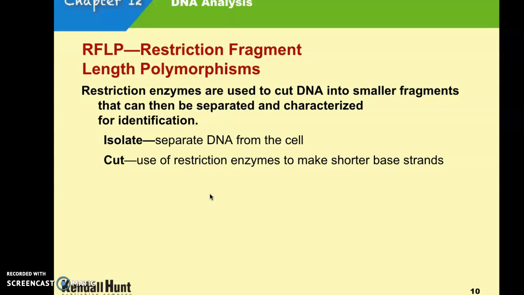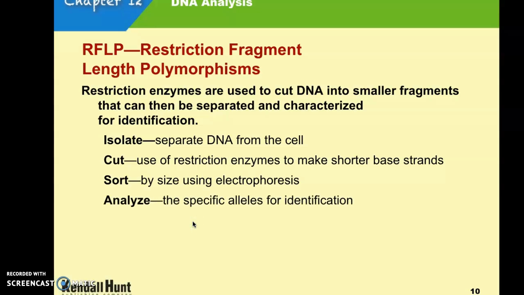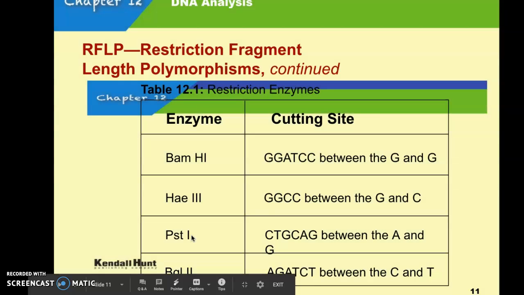The next step in the process would be to take restriction enzymes, and they do have enzymes that they know cut at specific bases. So they add that to the DNA to make shorter base strands. They then sort it by size using electrophoresis. Electrophoresis is a system whereby it is a gel that the DNA is run on, and there's electricity run through the gel. The fragments will separate by size. Those that are larger move slower, so they're towards the top. Those that are smaller will move faster. Once we have that, then we analyze the specific alleles for identification or for a match.